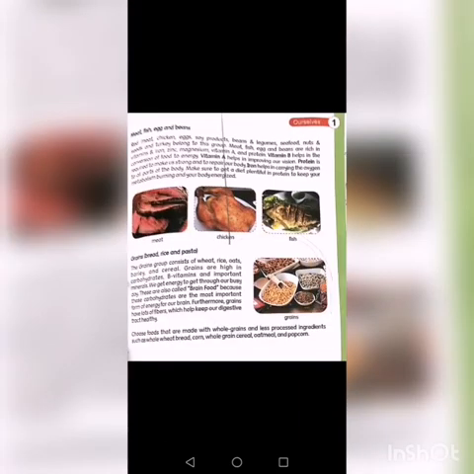Our fourth group is meat, fish, egg, and beans. Red meat, chicken, eggs, soy products, beans, legumes, seafood, nuts, seeds, and turkey belong to this group. Meat, fish, egg, and beans are rich in vitamin B, iron, zinc, magnesium, vitamin A, and protein. Vitamin B helps in the conversion of food to energy.